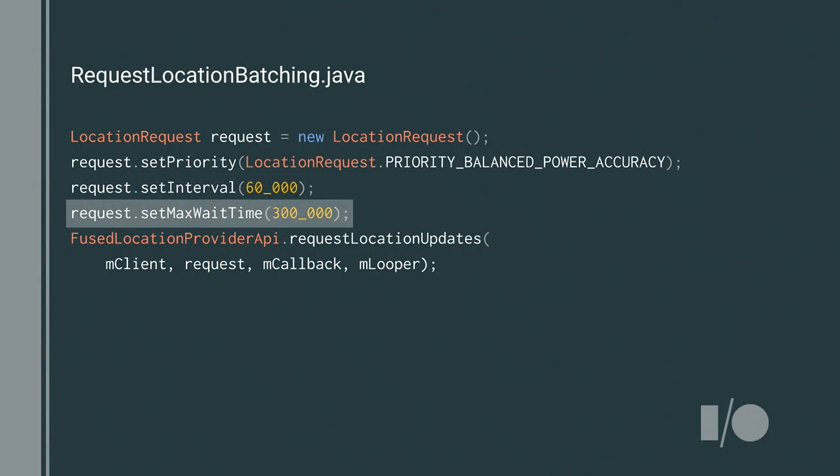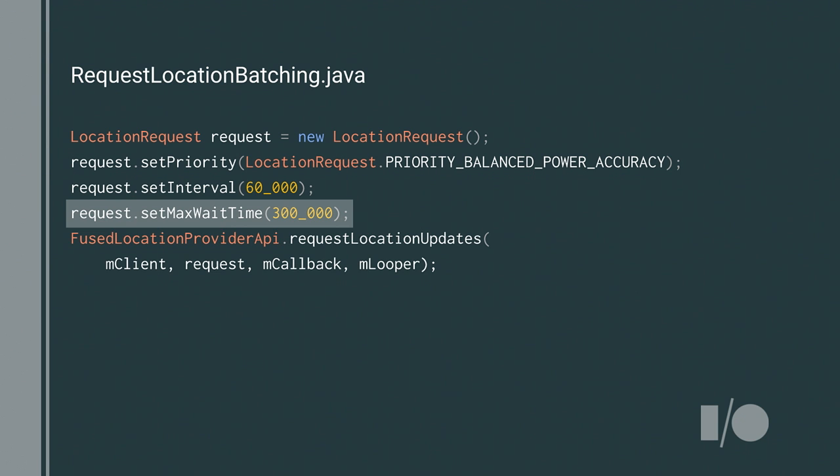Unlike the other FLP improvements I've mentioned, location batching requires code changes in order to activate the power savings in your app. Here's a code example to activate batching. You use a location request object to provide your app's constraints to the FLP. The setInterval method tells the FLP how frequently to compute locations.